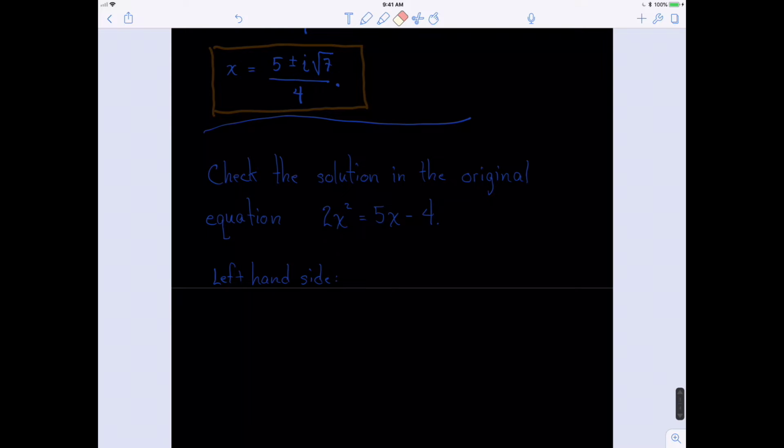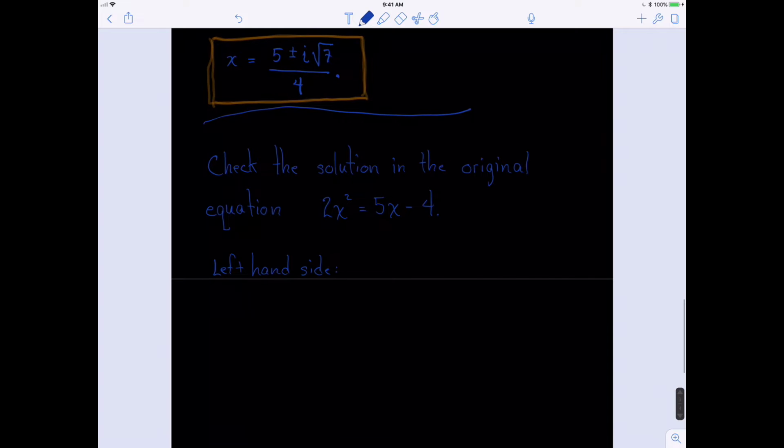Hi, in this video we're going to check the solution that we got when we solved 2x squared equals 5x minus 4 in the last video using the quadratic formula. And we got this answer here, this answer that I've highlighted, x. And so what we want to do, and it's a good habit, is every now and then, if you're not sure of a solution, you should just check and see if your solution is correct.